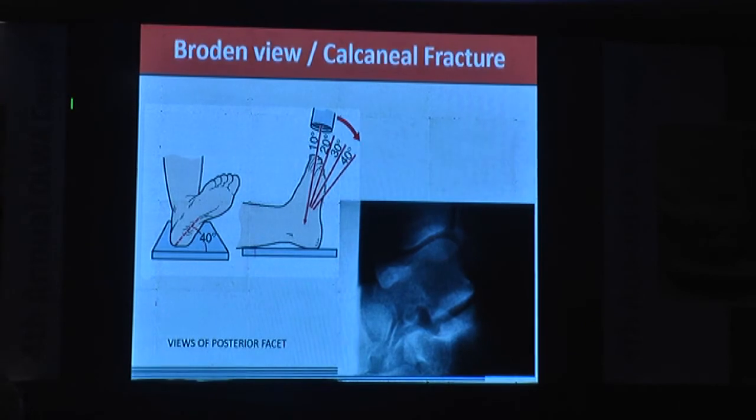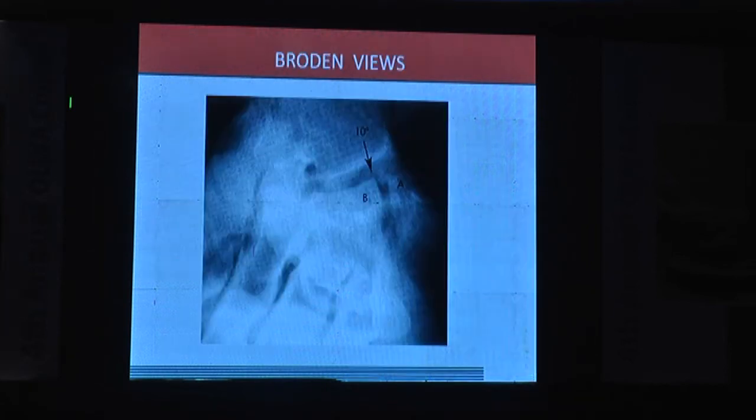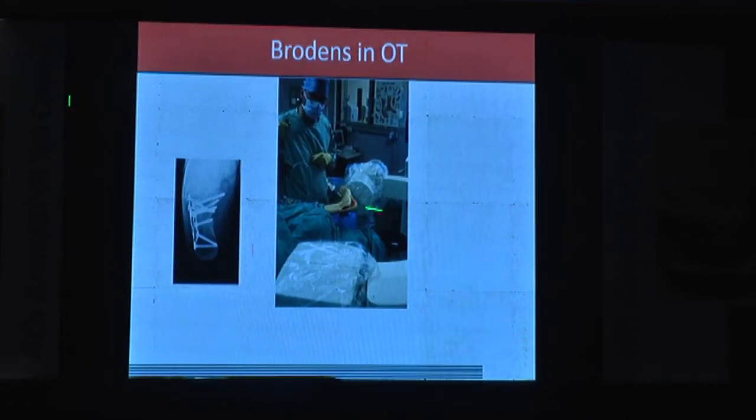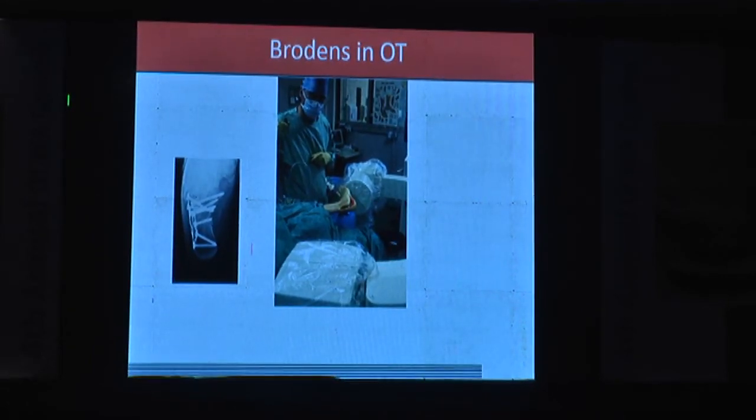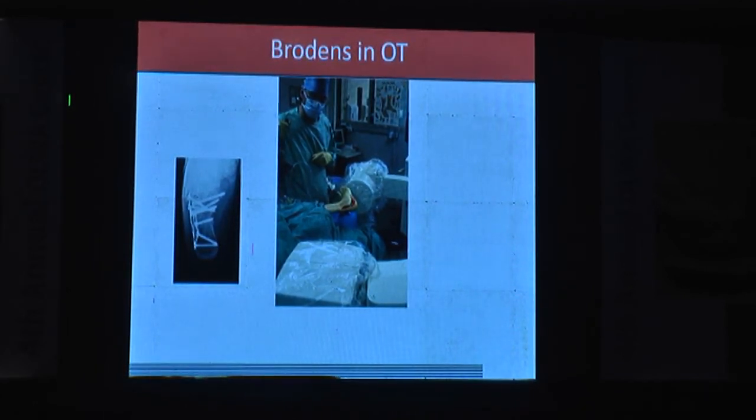Another view is a Broden's view in the operation theater for calcaneal fractures. The foot is rotated internally 40 degrees and the beam is directed at various angles from caudad to cephalad, looking at various aspects of the posterior facet, and that's the fracture. And that is how you do a Broden's view in the OT for calcaneal fracture. Unless you did that, we're not able to, this is an axial view, I'm sorry, this is not a Broden's view, so there is a mistake. This is an axial view in the calcaneal fracture. Along with the Broden's, you must take an axial when you are operating a calcaneus fracture.